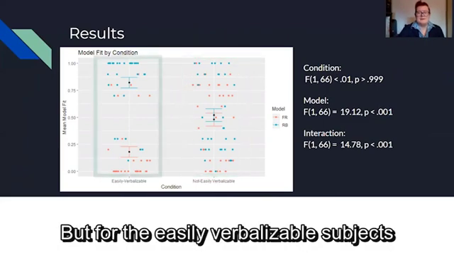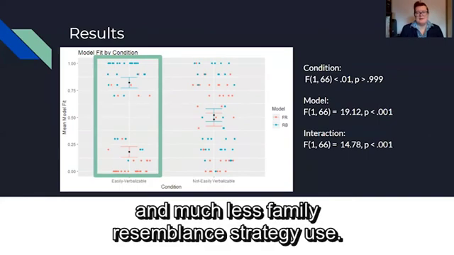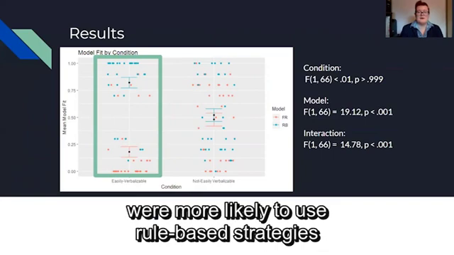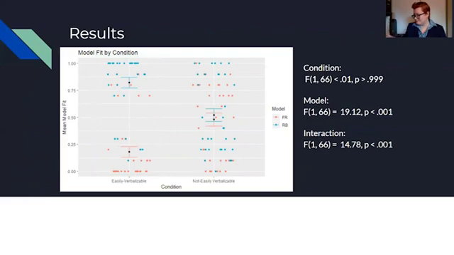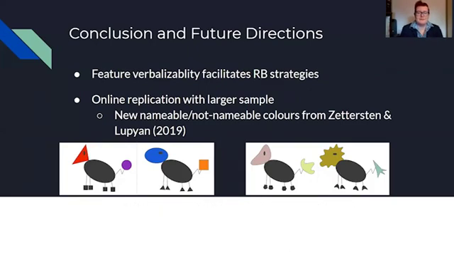But for the easily verbalizable subjects, we saw much more use of that rule-based strategy and much less family resemblance strategy use. So from these results, it does seem that the subjects were more likely to use rule-based strategies when the features were easy to verbalize. This is, of course, in line with my hypothesis, and so we were able to show that feature verbalizability does seem to facilitate rule-based strategy use.